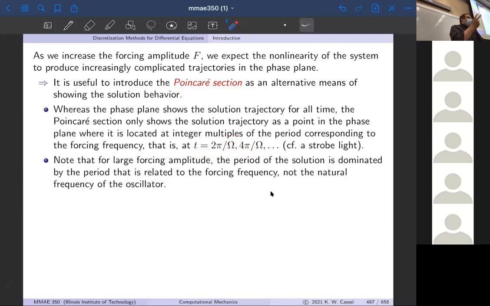There's two frequencies in the problem. One is the natural frequency of vibration of the harmonic oscillator, which depends on the mass and the spring and so forth. The other frequency is the forcing frequency. So you can pick one or the other. We're going to pick the forcing frequency because as I increase F, that's going to become the dominant frequency. When there is no forcing, of course, there's only one frequency and that's the natural frequency of the system. But once you increase the forcing enough, that will be the dominant one. So we're going to take a picture every time 2 pi over capital omega.